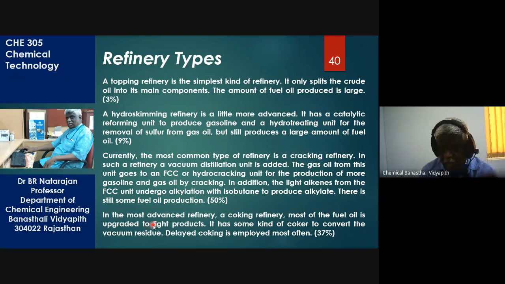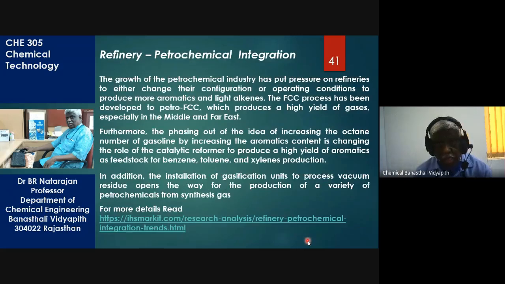And the last one is the most advanced refinery. It's a coking refinery. Remember all that, with visbreaking, delayed coking and flexi coking. So 37% of the refineries in the world are the coking refinery. And most of the fuel oil is upgraded to light product. It has some kind of a coker to convert the vacuum residue. Delayed coking is employed most often, or flexi coking.